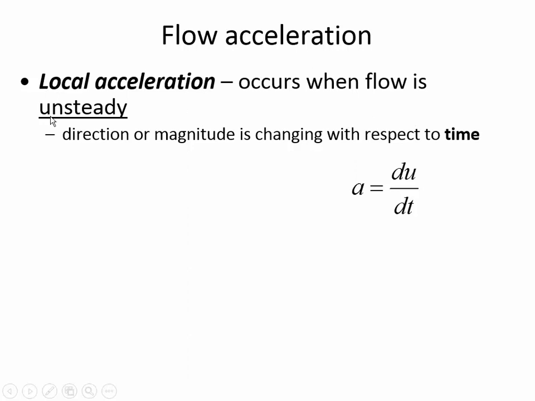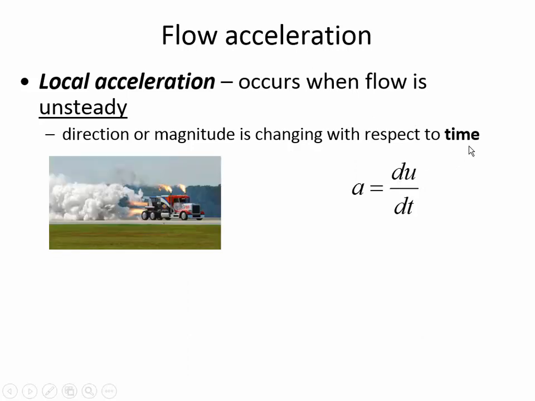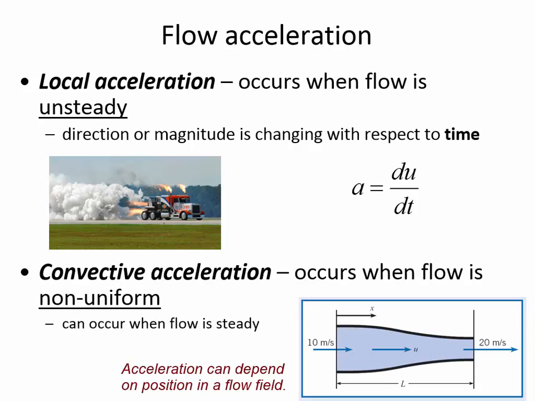So unsteady flow and local acceleration go hand in hand. And so the direction or the magnitude is changing with respect to time. And you'll notice that I've bolded the time here, because that is the thing that's changing. We want to look at how the velocity is changing with respect to time. So it could be a vehicle that's accelerating very quickly because it's got rocket boosters, or I guess you don't need rocket boosters to move quick, but change over time.